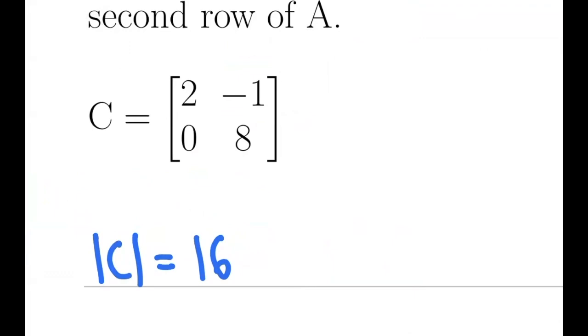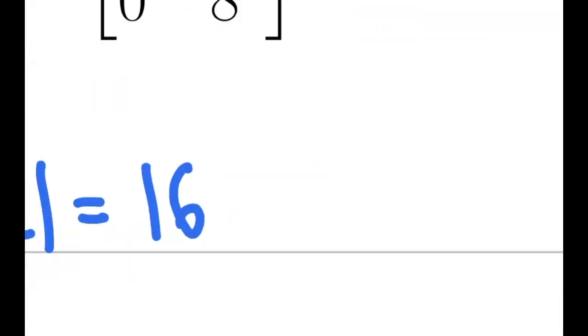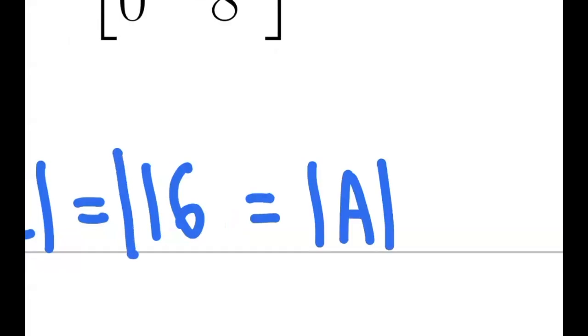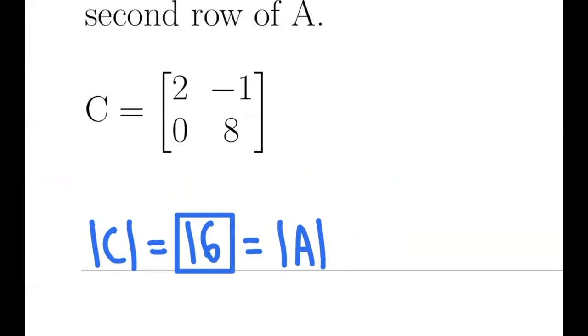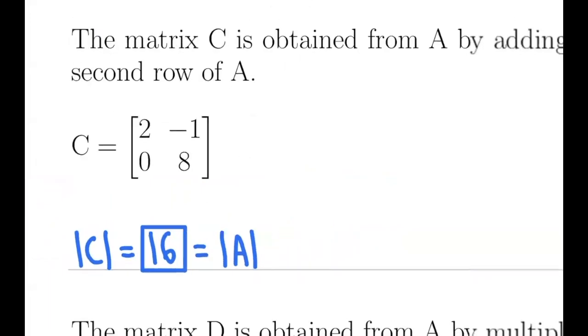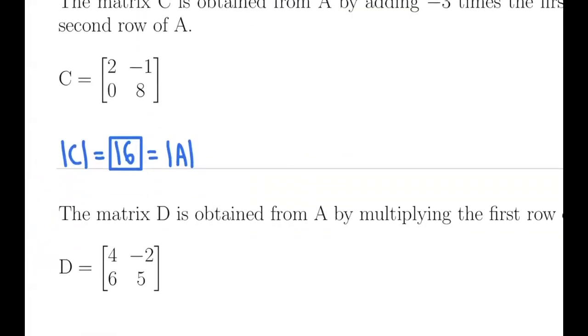And how does that relate to the determinant of matrix A? It's the same. Yeah, they're equal. So this equals the determinant of A. So it looks like adding -3 times the first row of A to the second row does not change its determinant. So that's interesting. Let's look at matrix D now.